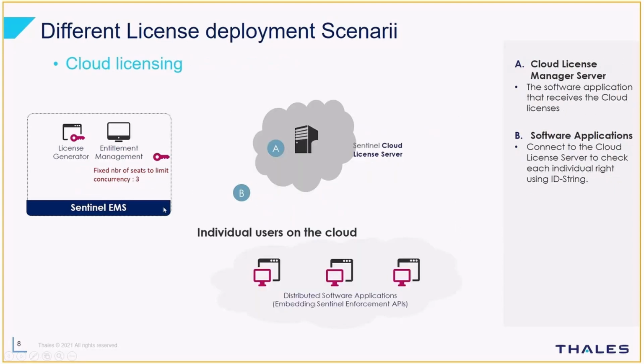Another way of deploying a centralized license is to make a cloud license. In that case, a little bit similar to the network license, you will build on EMS a network key with a concurrency limit. You will deploy that key not on a network server, but on a cloud server, and then to allow given users to connect to your applications, always with the control of concurrency, you will also need to define on your cloud server an ID string and distribute that ID string directly to your end users to allow their own authentication to your cloud license.